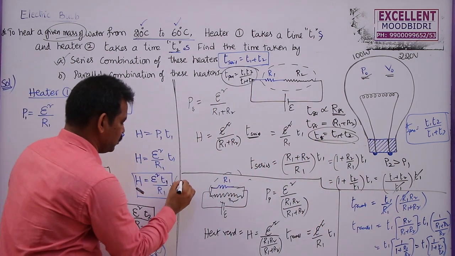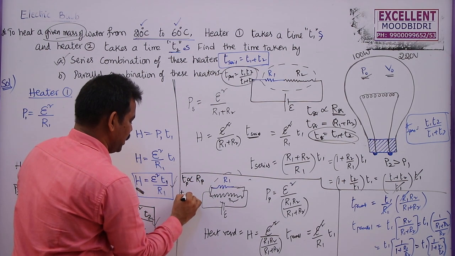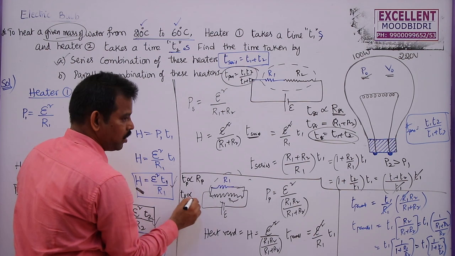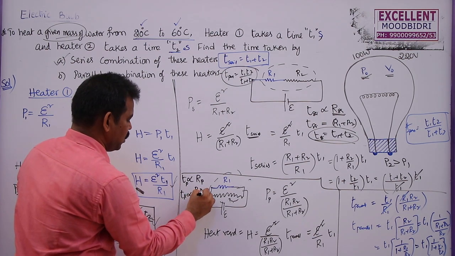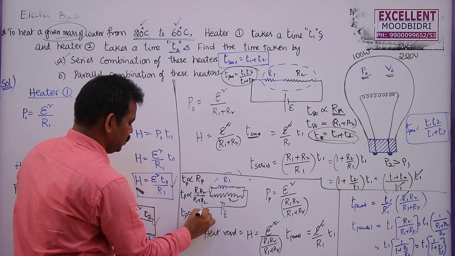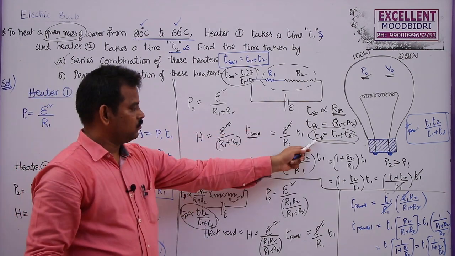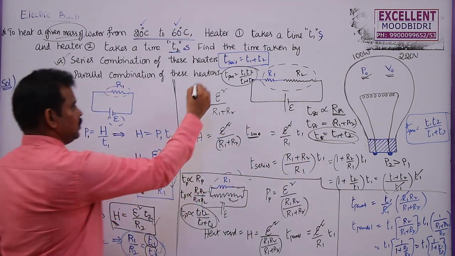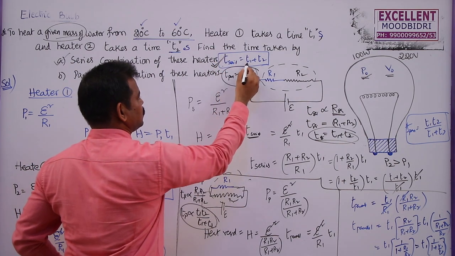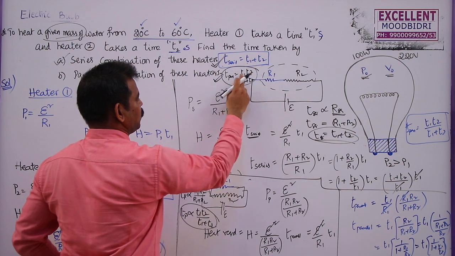Similarly, in parallel combination, T is directly proportional to R parallel. So T parallel is directly proportional to R parallel, that is R1 R2 by R1 plus R2. So T parallel is T1 T2 by T1 plus T2. So within two steps you will get this one and this one. So that is what we got here. T series is T1 plus T2. T parallel is equal to T1 T2 by T1 plus T2, just like R1 plus R2, R1 R2 by R1 plus R2.